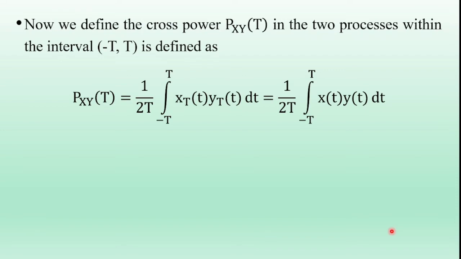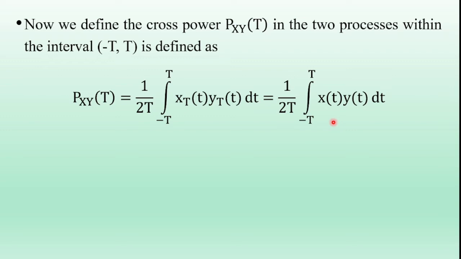Now we define the cross power P_xy(T). P_xy(T) is the cross power of the two random processes within the interval minus T to plus T, defined as P_xy(T) equals 1 by 2T times the integral from minus T to T of x_T(t) y_T(t) dt. But x_T(t) is equal to x(t) and y_T(t) is equal to y(t) over the interval minus T to plus T. Therefore, the cross power P_xy(T) is equal to 1 by 2T times the integral from minus T to T of x(t) y(t) dt.